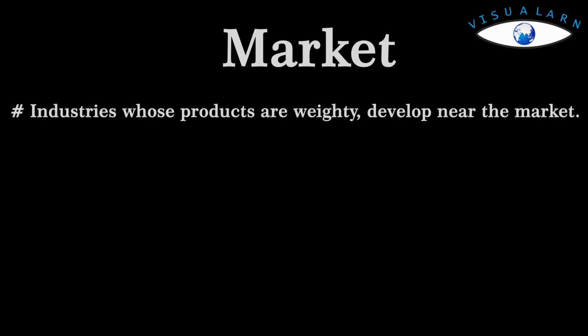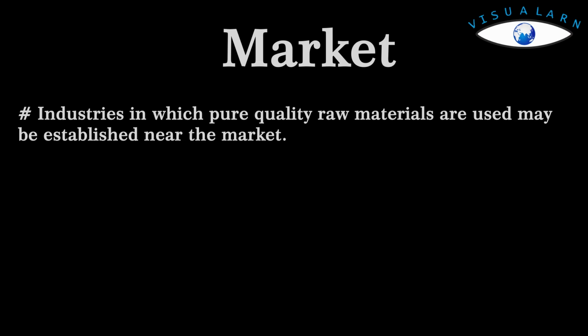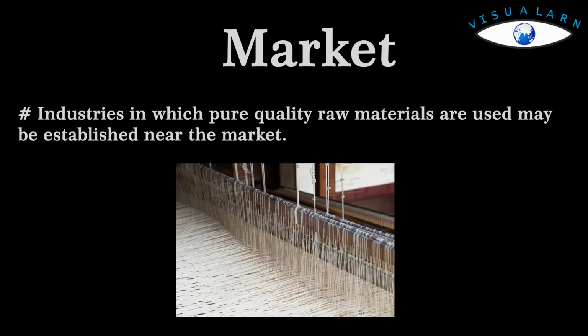The market is a significant factor for the production of consumer goods and the setting up of factories. Industries whose products are weighty develop near the market. Industries in which pure quality raw materials are used may be established near the market, such as cotton weaving industries developed in the eastern part of India.